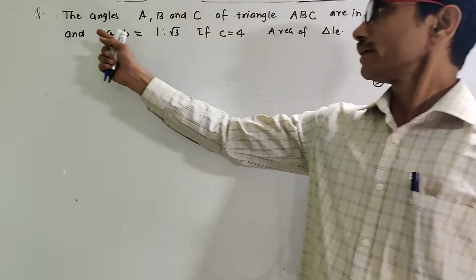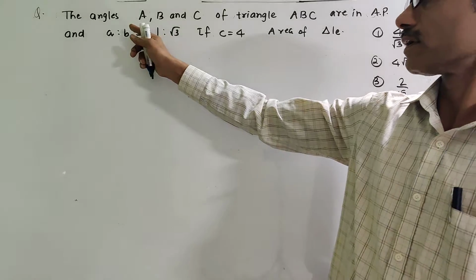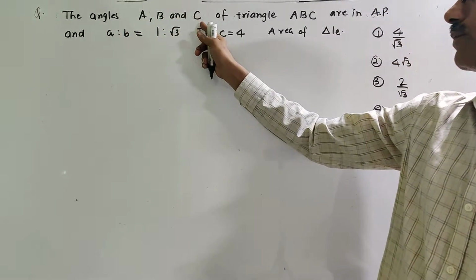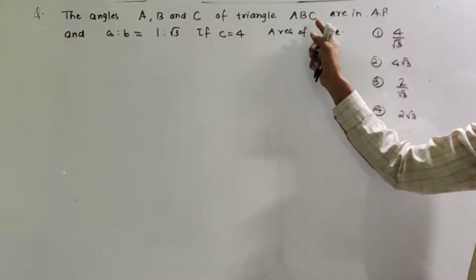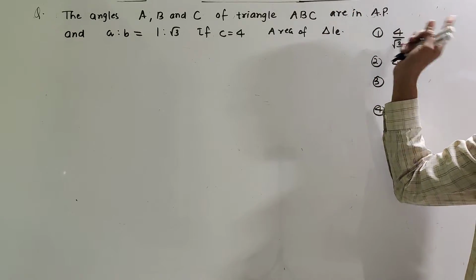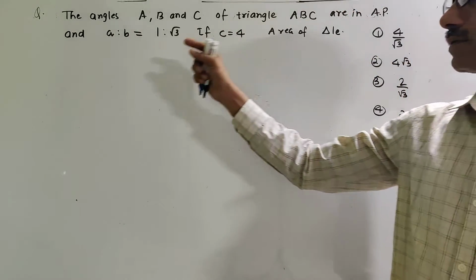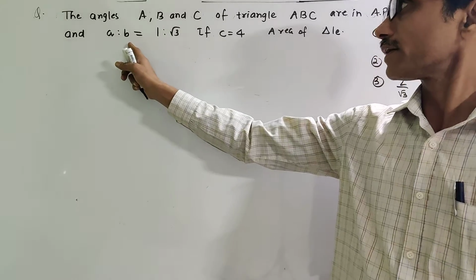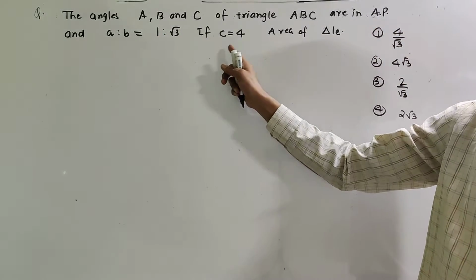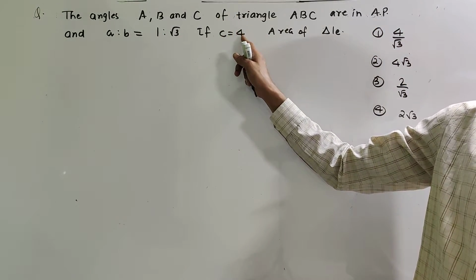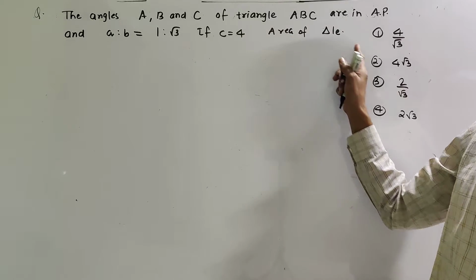Question is, in triangle ABC, the angles A, B, C of the triangle are in AP, arithmetic progression. The ratio of two sides a and b is given as 1 is to root 3, and one side is given, that is 4. So the area of the triangle must be what?